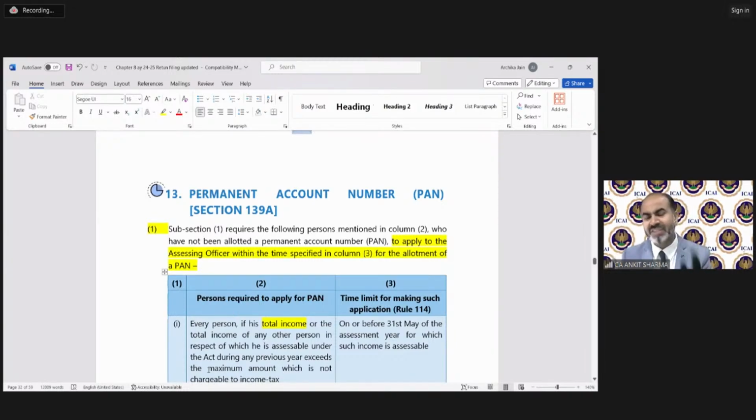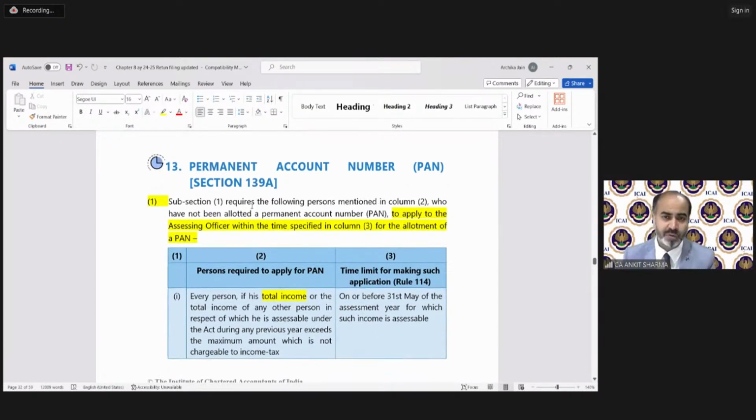We just need to read it. We just need to remember what kind of transactions there are for which we have to give our PAN number, and which persons need to apply for a PAN number, up to a certain time limit. So these are the provisions.